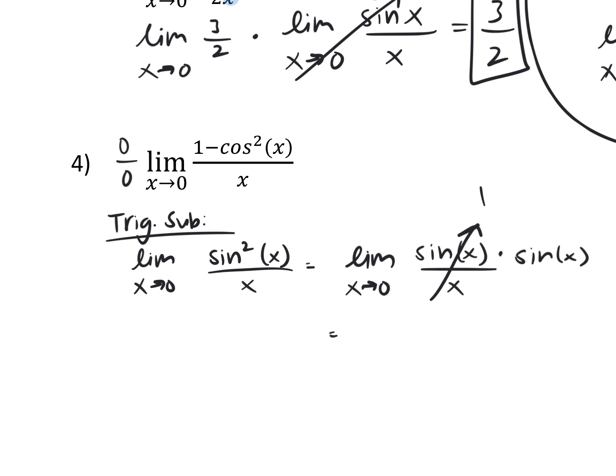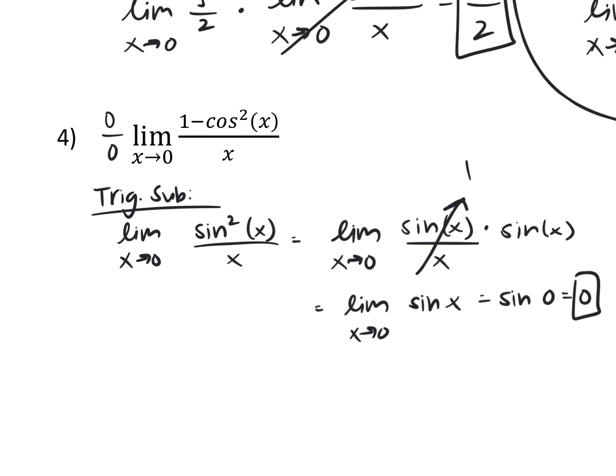I know the limit of this is 1. Now I just need to evaluate the limit as x approaches 0 of sine of x. If I plug 0 in here, sine of 0 would be 0. Think about your unit circle. Can't forget that unit circle stuff. Any questions on the trig substitution part? Okay, so we should get the same answer doing factoring. We should still get 0. So let's try the factoring method.